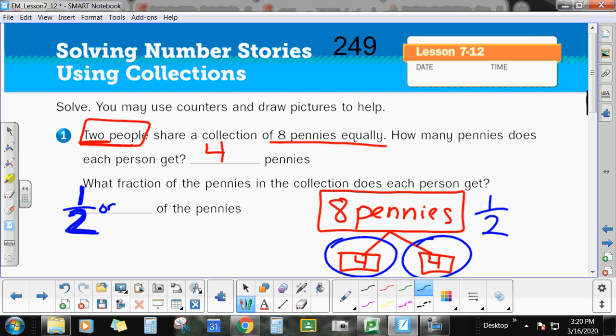Or if you said each person is going to get 4 out of the 8 pennies, remember we talked early on that the fraction bar means out of. Each person's going to get 4 out of the 8. My denominator tells me how many total pennies, my numerator tells me how many we're talking about, and so 4/8. 1/2 equals 4/8. So either of those fractions would have been correct.